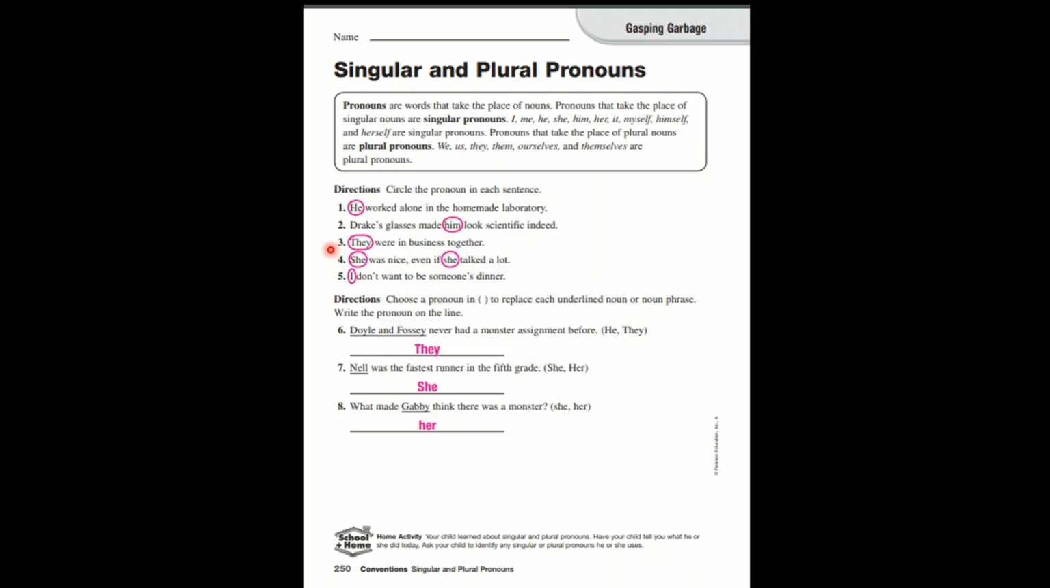Number 3, they were in business together. The pronoun in this sentence is they. This is a plural pronoun because it refers to more than one person.